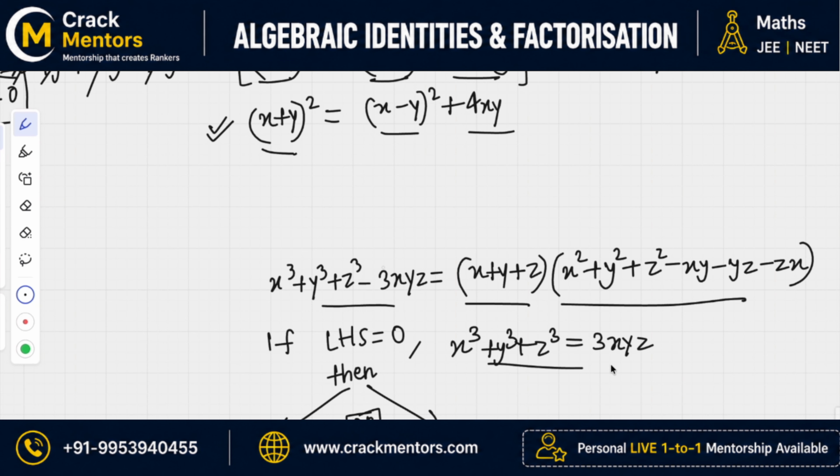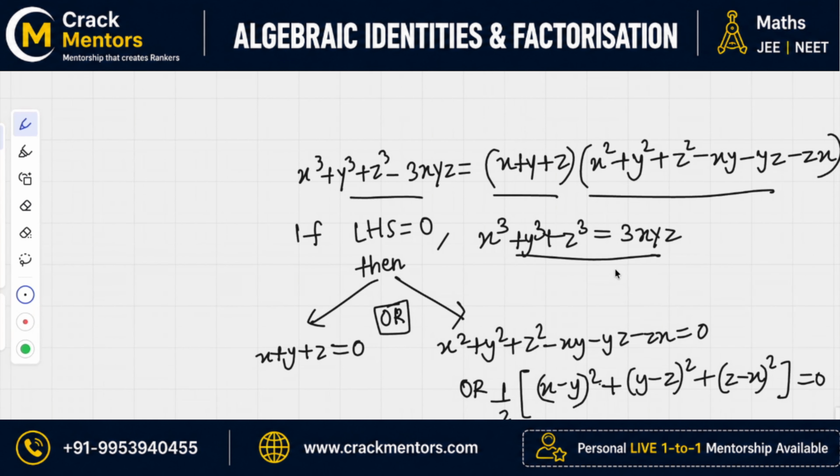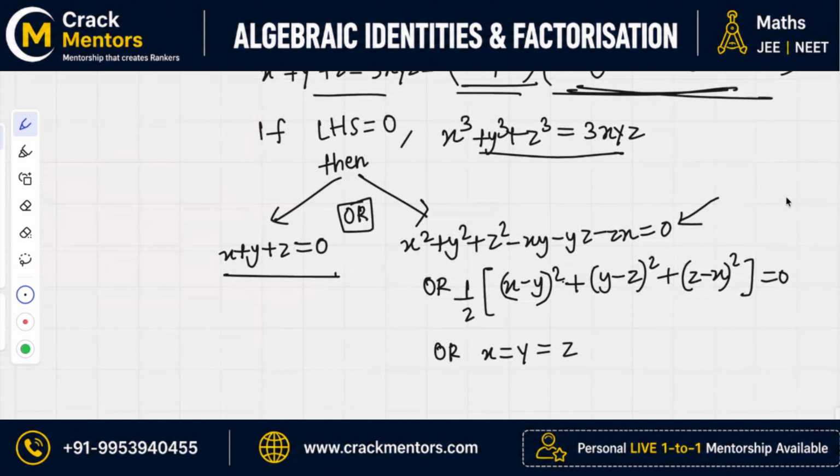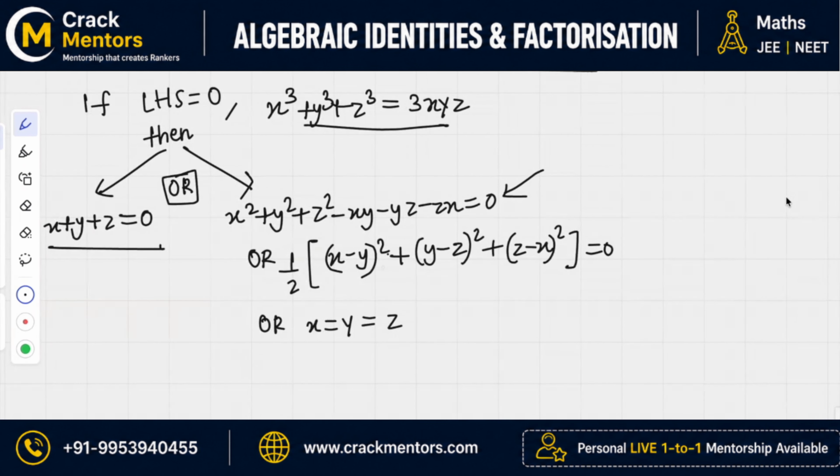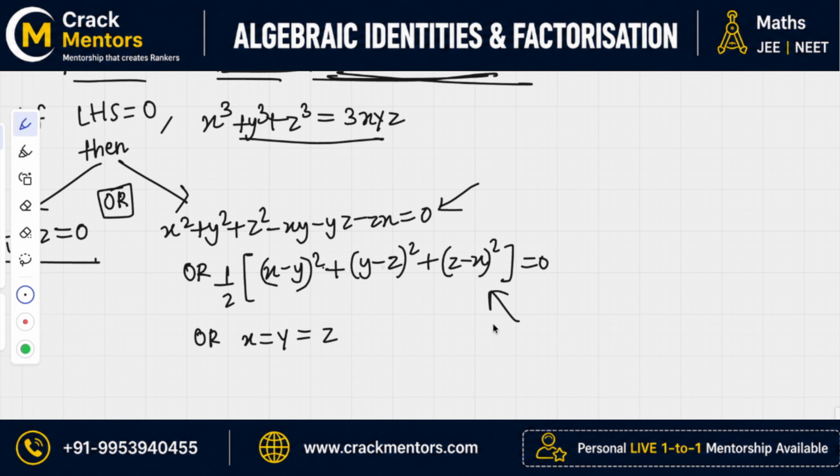Right? So this actually means two cases. Either this factor is 0 or this factor is 0. Now this big factor can again be written in a special way. How? In this way. You can open it and you will see that yes, this becomes this only. That's why we have made this 1/2 adjustment.